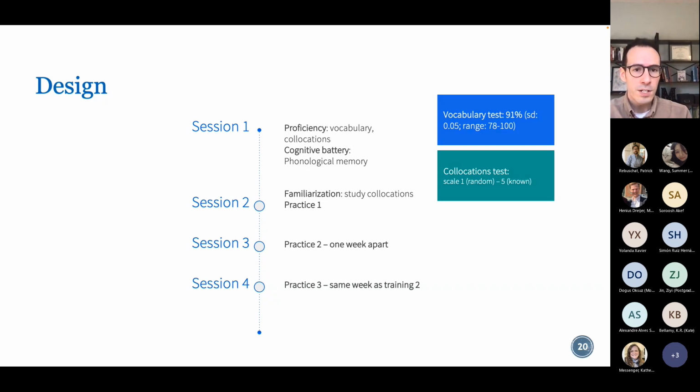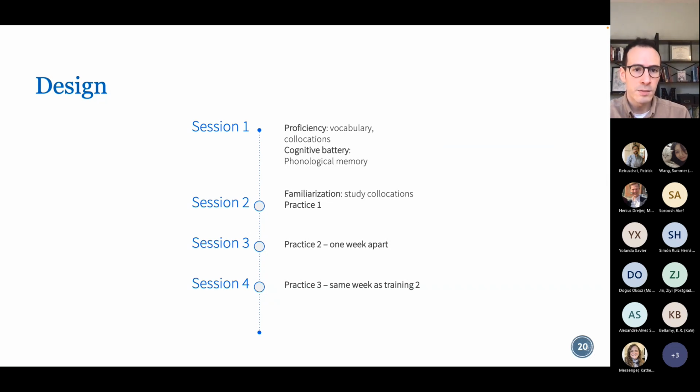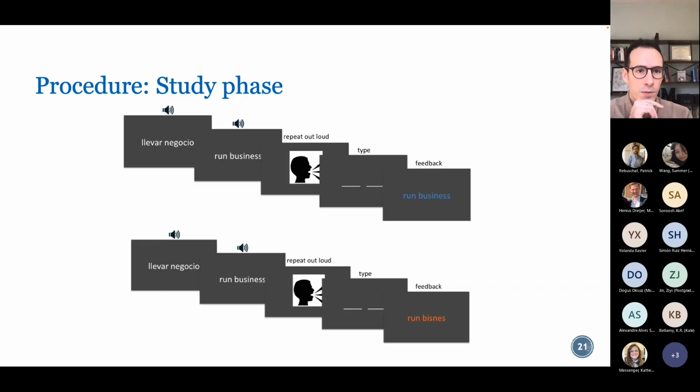So we checked this in a first session, and then in a second session, they completed a familiarization task and practice, and they completed additional practice in 2 more sessions the following week. So for the study phase, this familiarization phase, they were exposed to the Spanish phrases and then the target collocations to be learned in English, and they were asked to repeat them out loud and type them as a way to become familiarized with them and try to learn them, and they got immediate feedback.